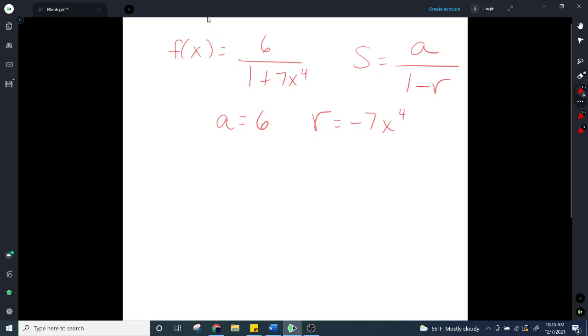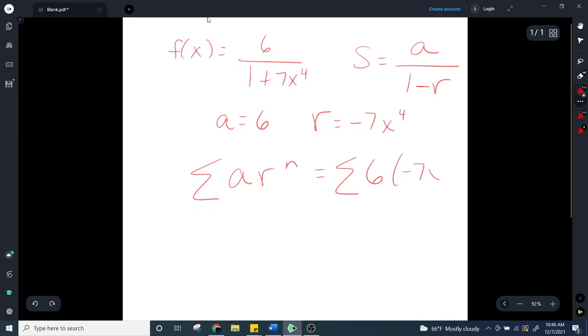So remember, your geometric series, the basic format is a r to the n. So we're just going to put all that together, and we're going to say 6 times negative 7x to the 4th to the nth power. And we'll start this at n equals 0. If n is 0, my initial term is 6, which is what we'd get if x were 0. So I think we're okay there, up to infinity. And then that's basically it. That's all I'm asking for.